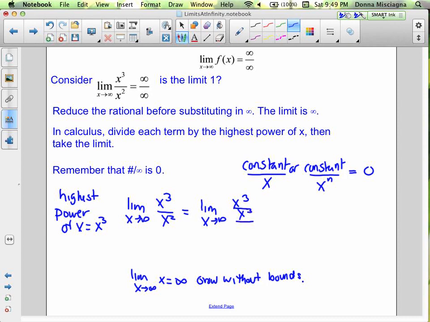x cubed all over x squared divided by x cubed. Everybody gets divided by the highest power, right? So remember, if we have a constant over x or a constant over x to any power, that's going to be 0, right? Because the denominator is growing without bounds.